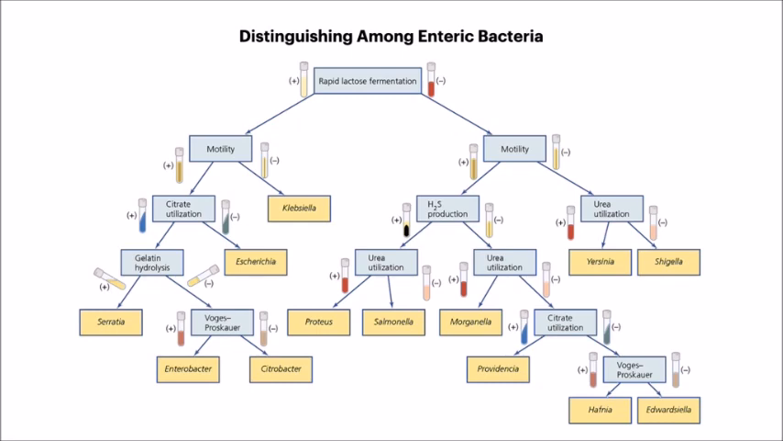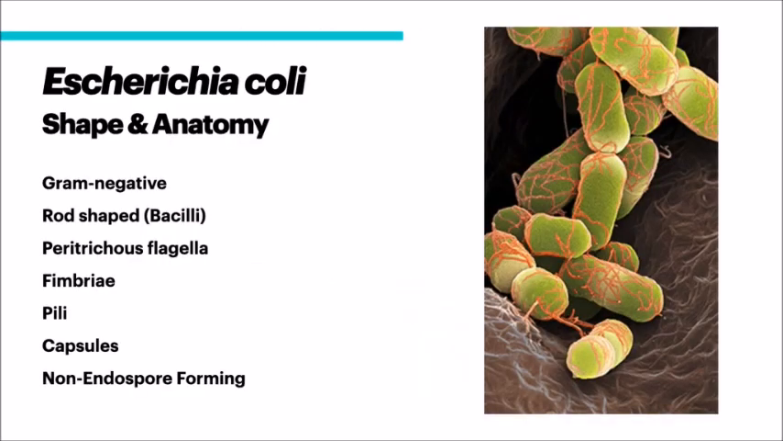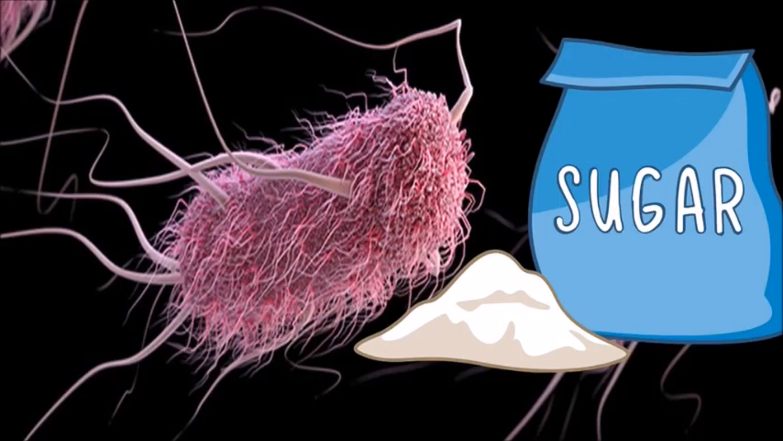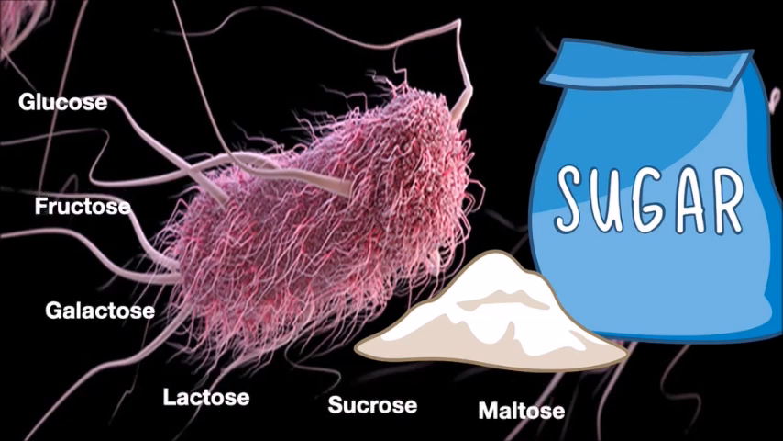In this chart, we can see how various gut bacteria are different from one another. You can pause the video to check it out. It's pretty cool. And here's a summary of some of E. coli's physical features. E. coli loves sugar. It can eat glucose, fructose, galactose, lactose, sucrose, maltose, and raffinose, just to name a few. Oh, it can also metabolize amino acids.